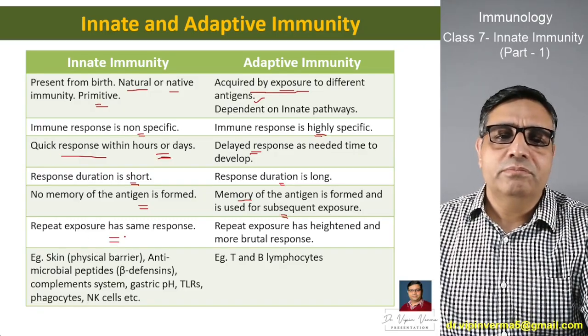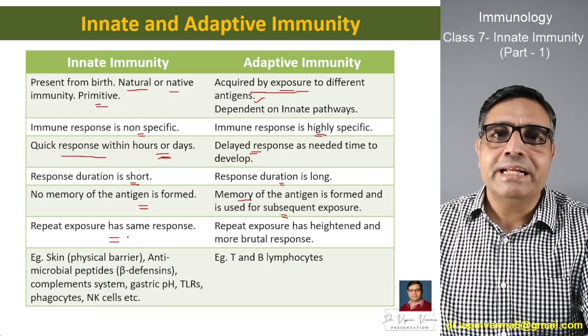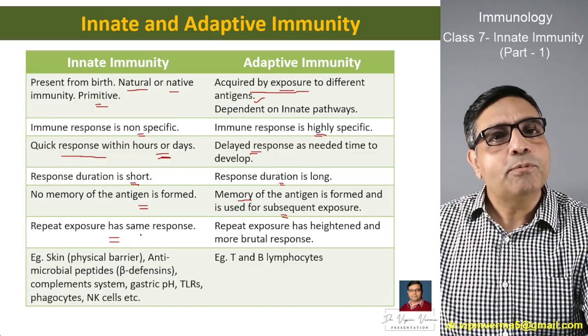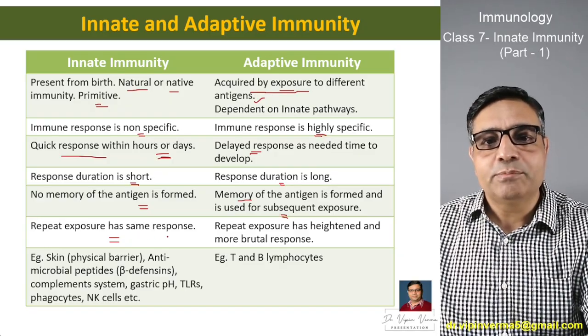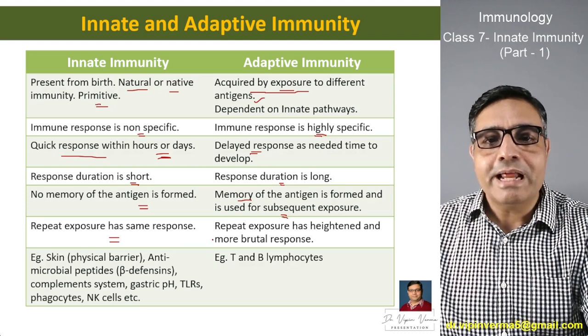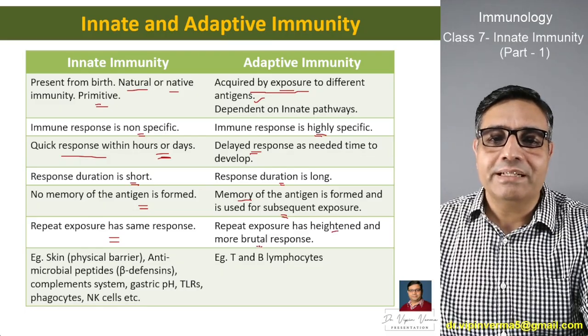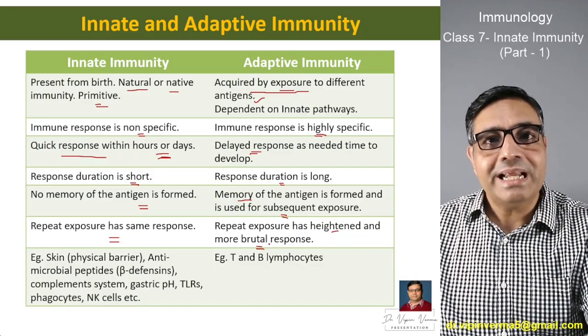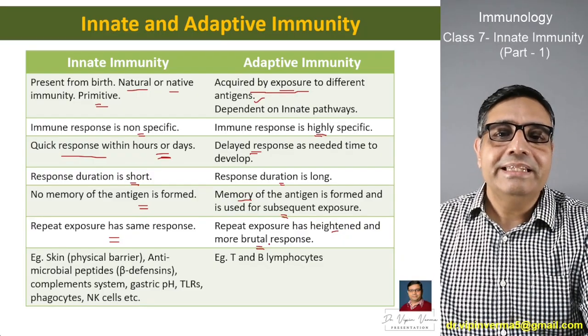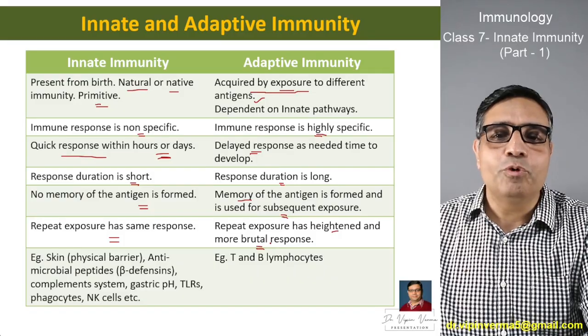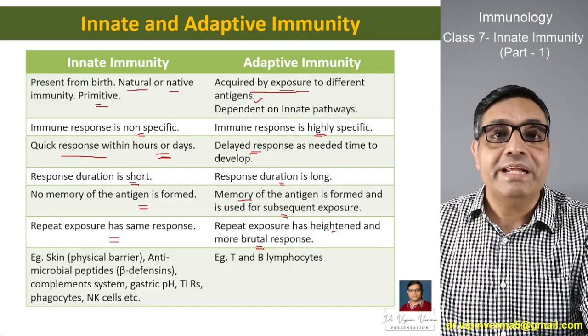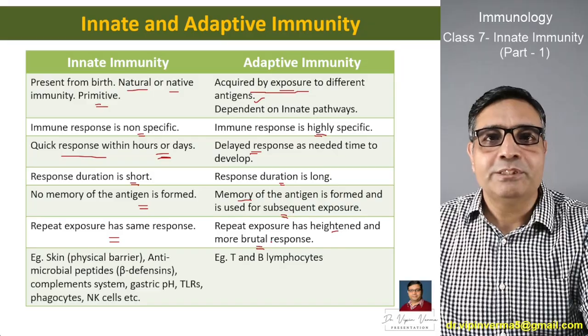Okay, the repeat exposure has the same response. So here the infection is coming again and again, and the response is the same. There is no change in response. While in case of the adaptive immunity, the repeat exposure has a heightened and more brutal response. So once it is coming, it's okay, we will treat the infection nicely. But next time if it is coming again, then our body will give a very brutal response, and the response will be very heightened as compared to the previous response.